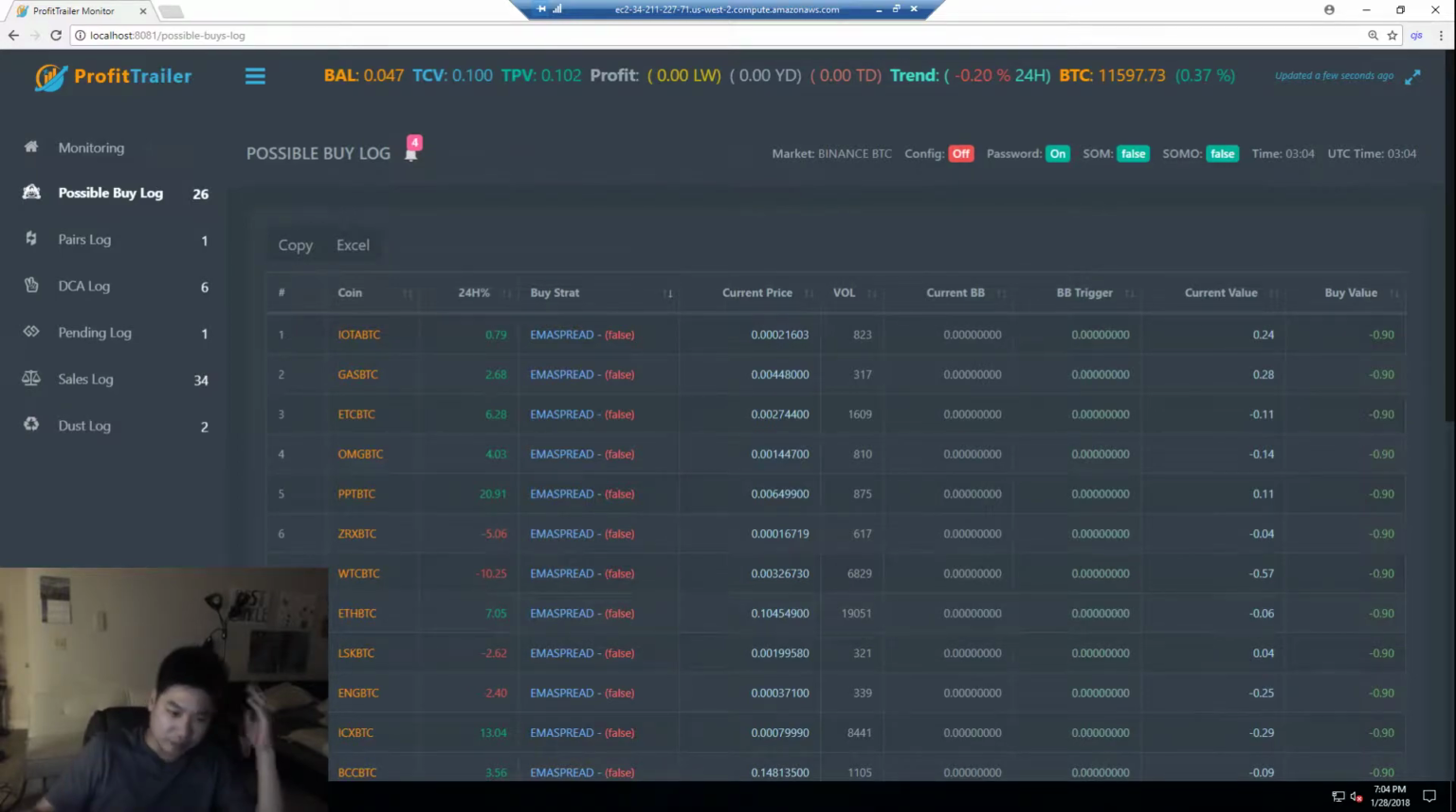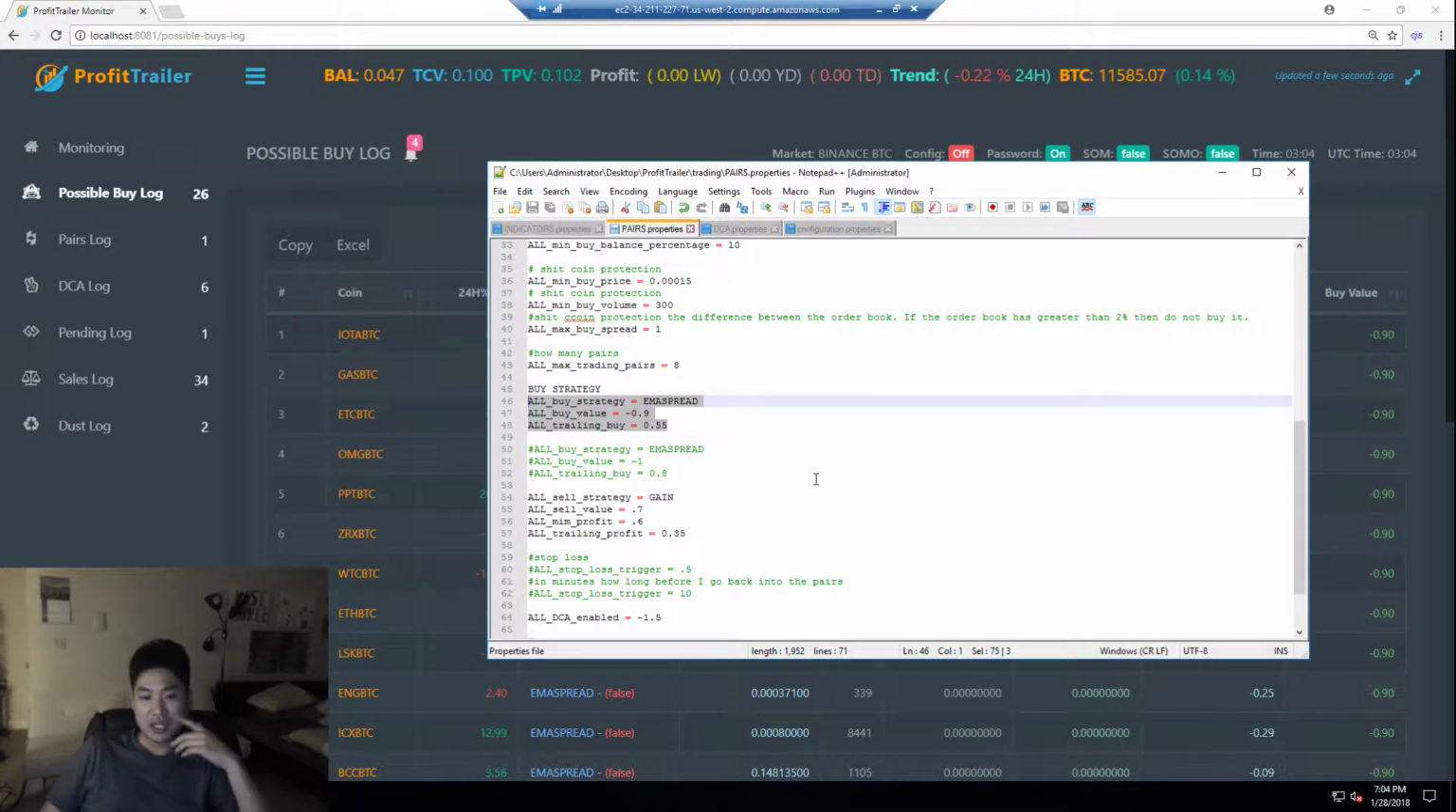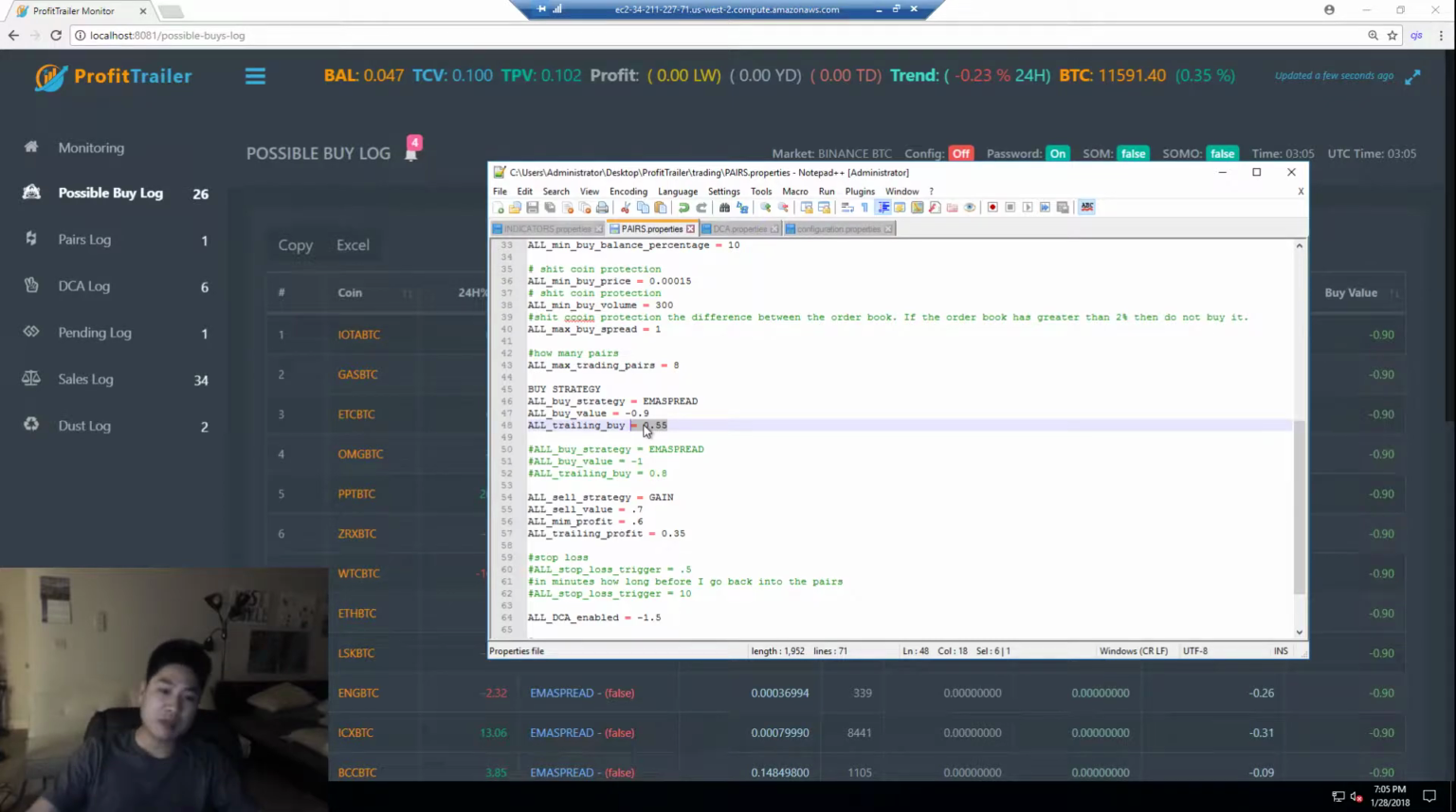So the first thing I did today was I really needed a buy strategy. Okay, and this is my buy strategy now. My buy strategy says that if it reaches negative 0.9 on the spread between my two moving averages, look for the token price to increase by 0.55 and then make my purchase.